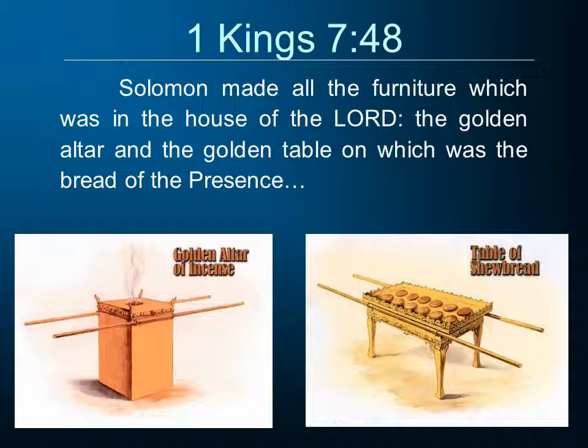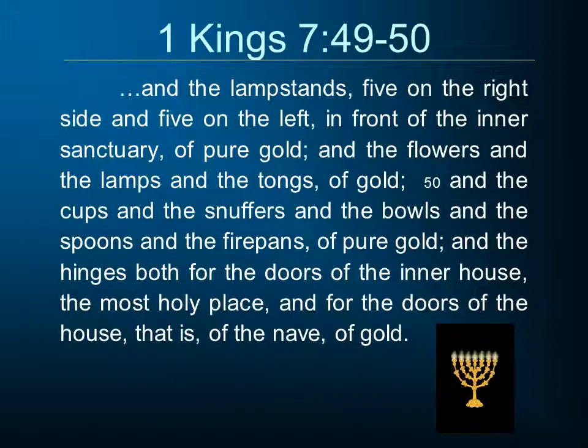And there was also a golden table on which was the bread of the presence, 12 loaves of bread, 12 tribes of Israel, representing the presence, yes, of the Lord, but of his people. And there are also the lampstands, 5 on the right side and 5 on the left in front of the inner sanctuary, of pure gold. But notice the lampstands.